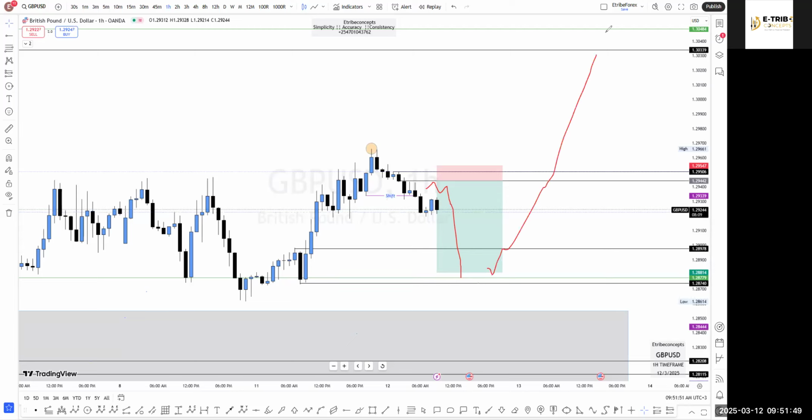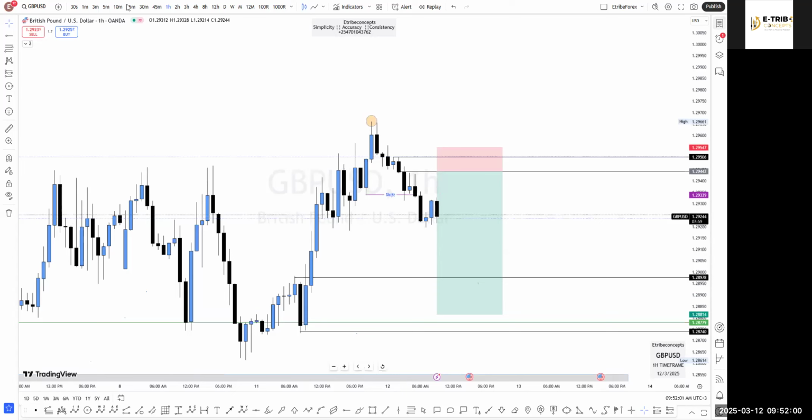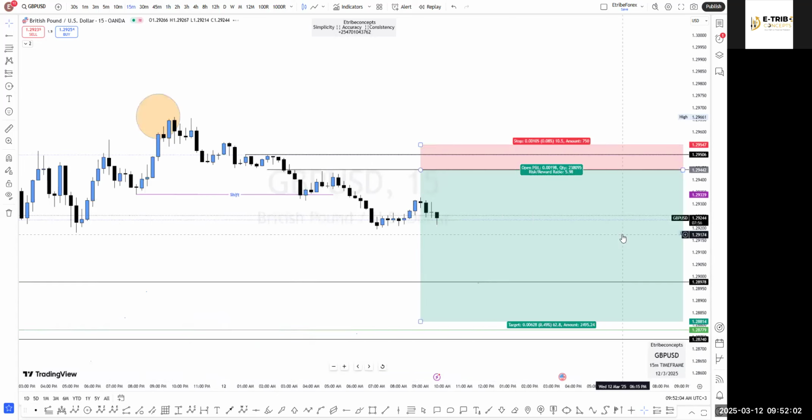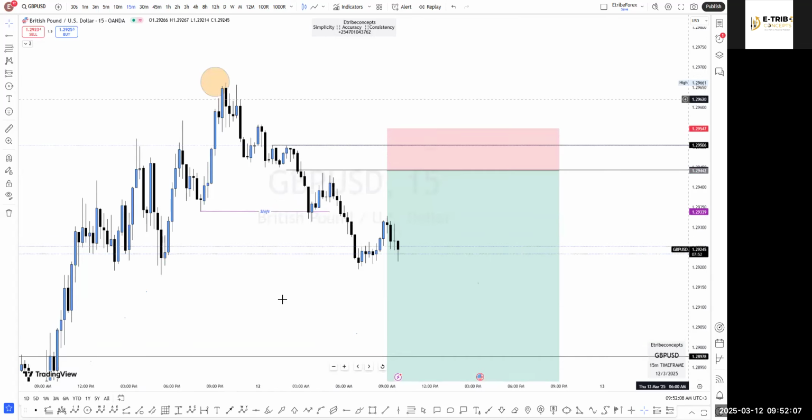So turudi huku ndio tuteremke based on the aspect of liquidity consumption. Now, that is the first scenario for GBPUSD. Maybe you can go to 15 minutes and see if you have much information that will give us, okay, nice.